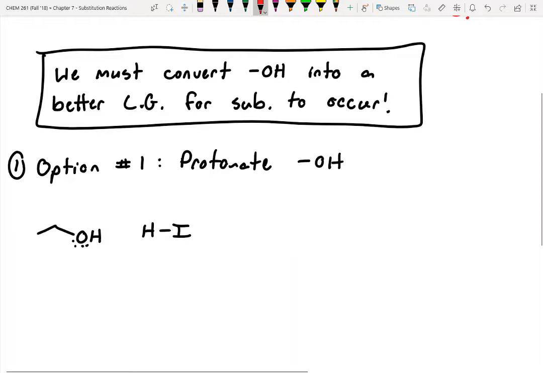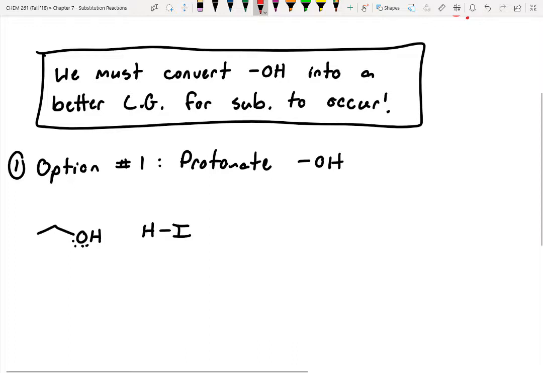In a practical sense, with this option, would it be better to add acid into the solution or pump hydrogen gas into the solution? So hydrogen gas wouldn't be a good proton source. So you would want a good acid, and in this case, I'll show you why hydroiodic acid would be the best choice.